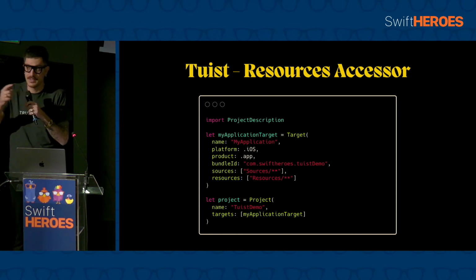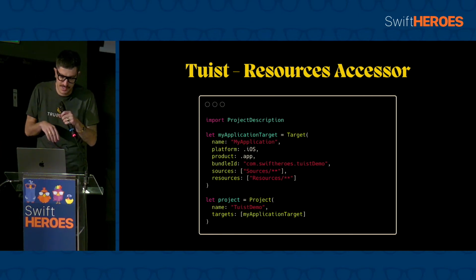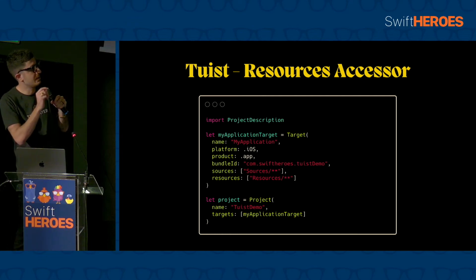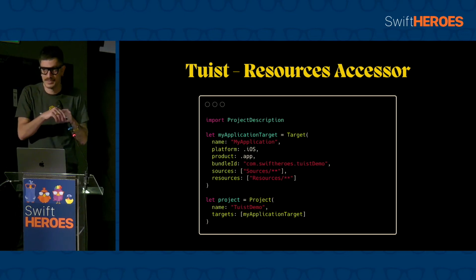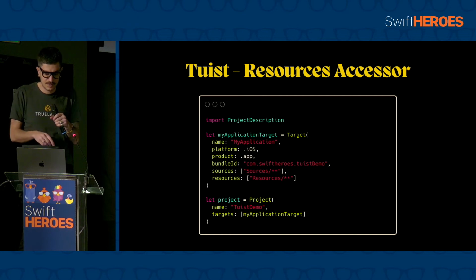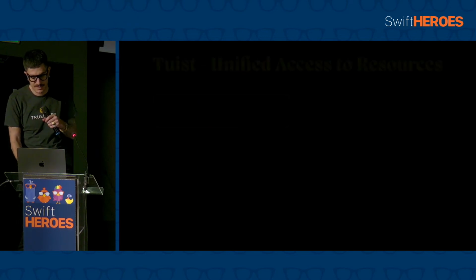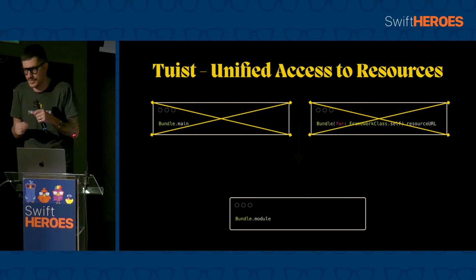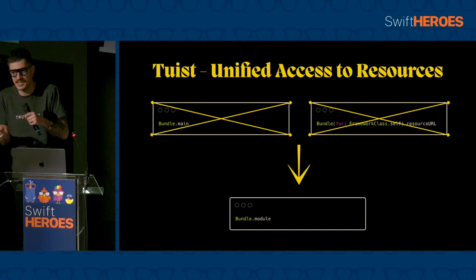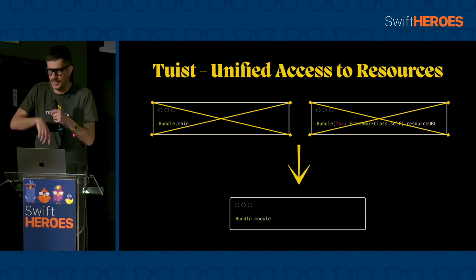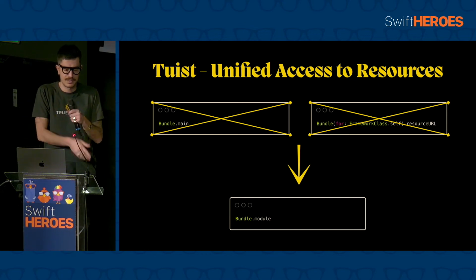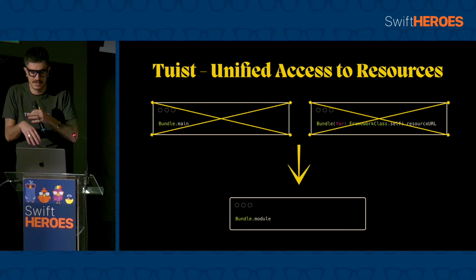The reason why I didn't add the resources at first is because Tuist has this concept called resources accessor, and it does a few things. If we add a resources property to our target and assign the resources folder, what Tuist does is two things. First, it creates a unified access to resources. Basically, when we have resources in our application, we use Bundle.main. If it's inside of our framework, we usually create a class, then point to that class and fetch the resource folder, resource URL. What Tuist does is basically replace these two with Bundle.module.